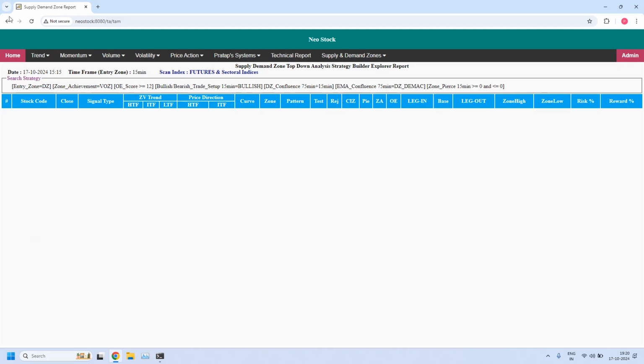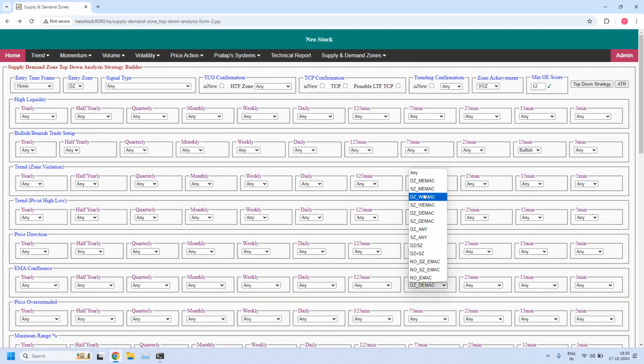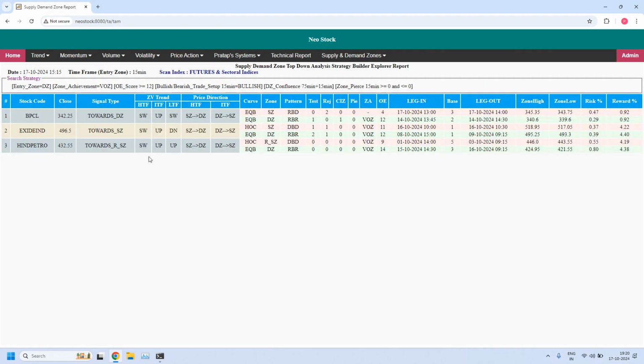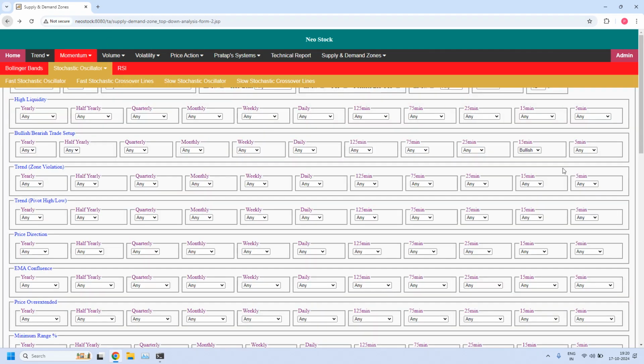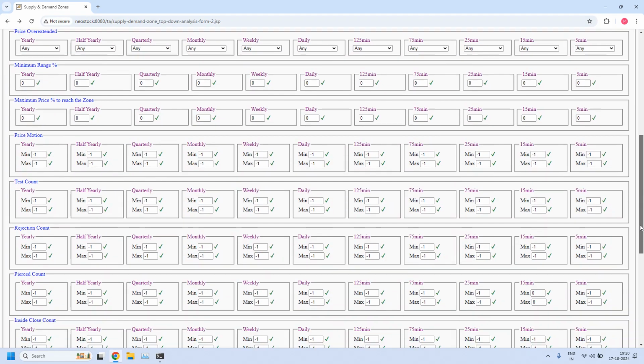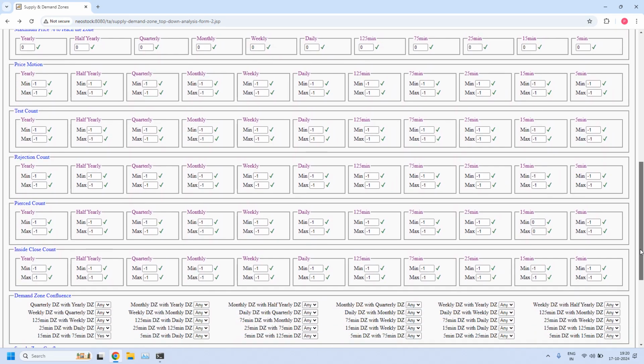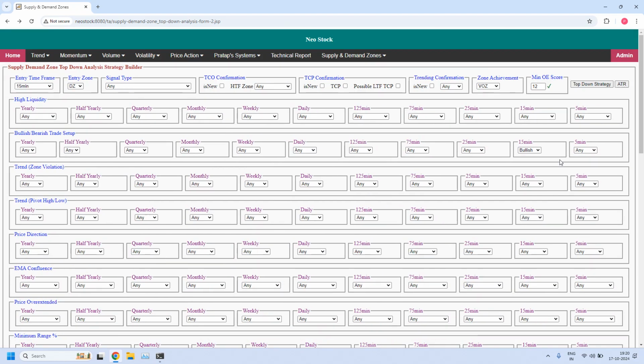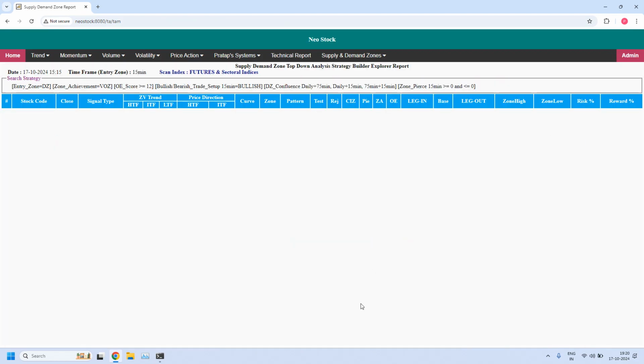Next, let us look for LTF, ITF, HTF confluence. I have to remove this EMA filter. Earlier, how many we got? 3 stocks. These are all ITF confluence. All the 3 are having ITF. Now HTF confluence, 2 more filters we need to add. That is 15 minutes demand zone with daily demand zone confluence, 75 minutes demand zone with daily demand zone confluence. No stocks are having LTF, ITF, HTF confluence.